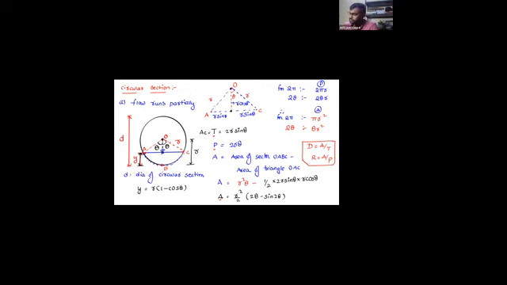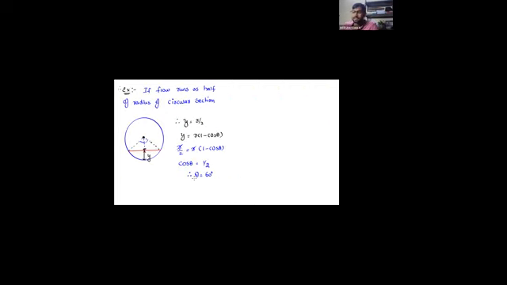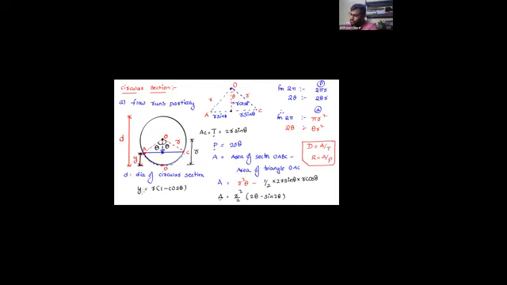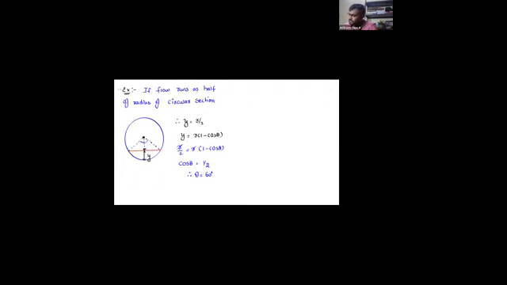I hope you understood. I'm just giving the example of how to find out the theta. Once you know the depth of flow, then what is the y value? y is nothing but r into 1 minus cos theta.